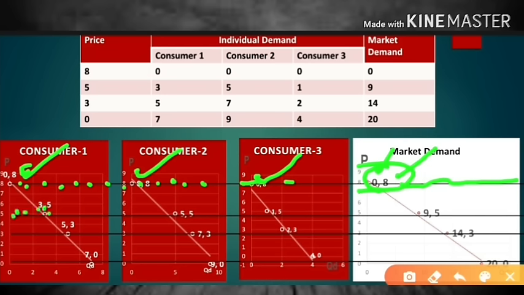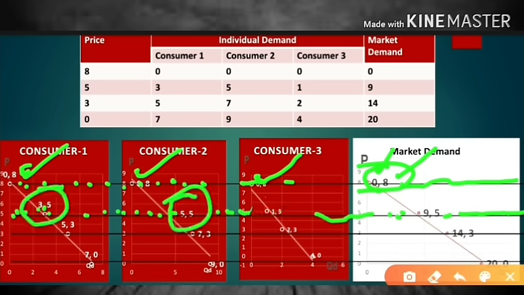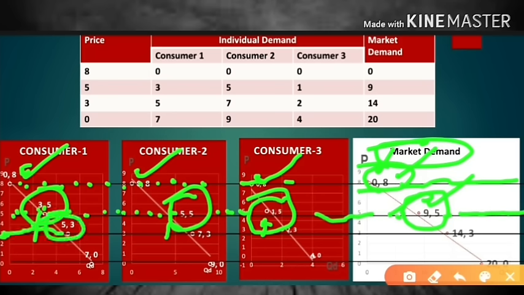When price becomes 5, we have 3 over here, 5 here, and 1 here. So we have to add 1, 5 and 3, and we will get 9 for a price of 5. In order to get the market demand when the price is 3, we have to add: at 3 we have 5, here we have 7, 5 and 7 is 12, and here we have 2, so it will be 14. So when price is 3 the quantity demanded for the market is 14.